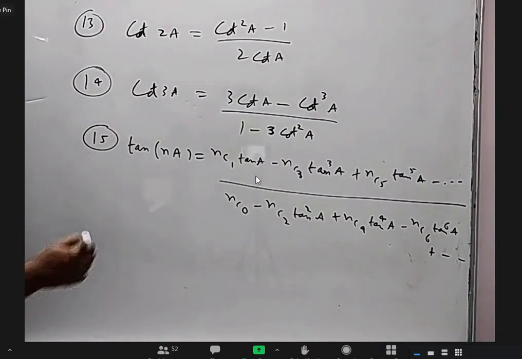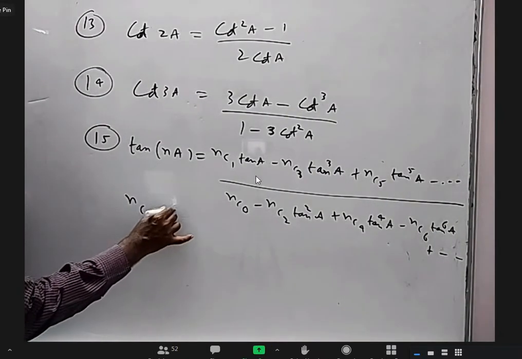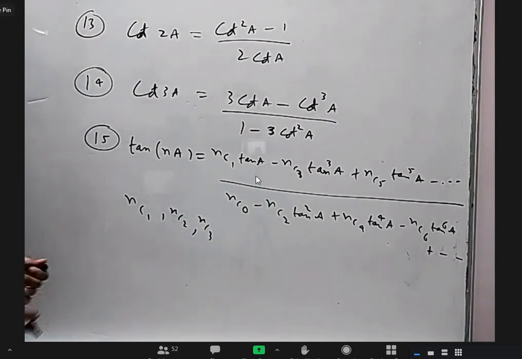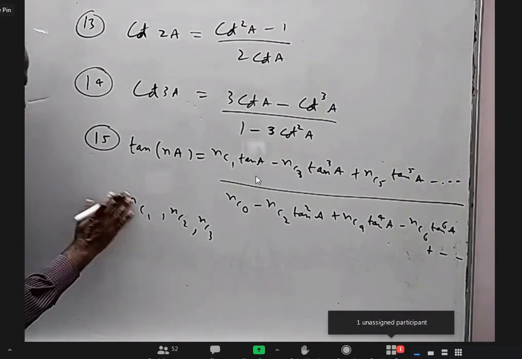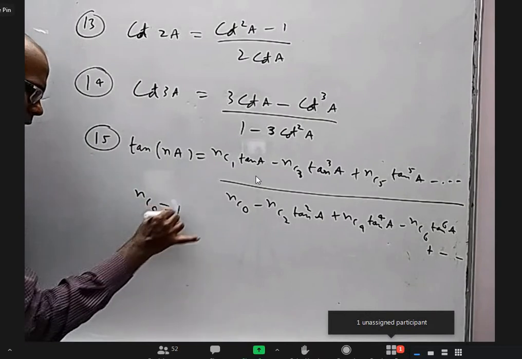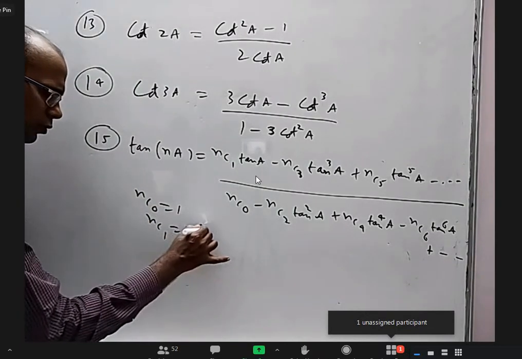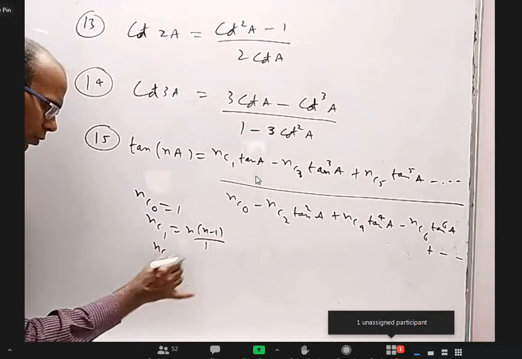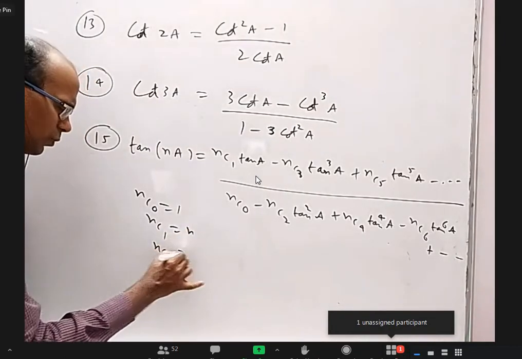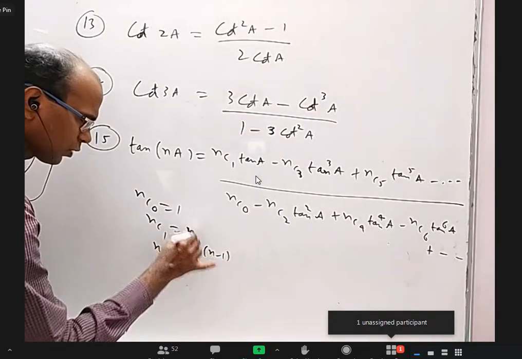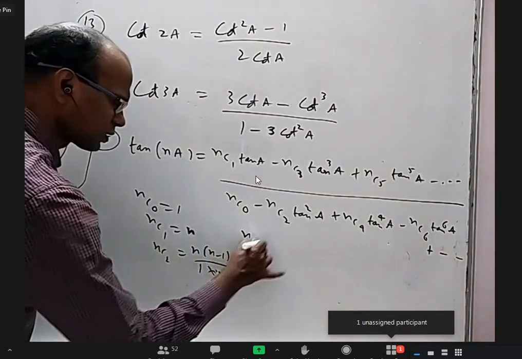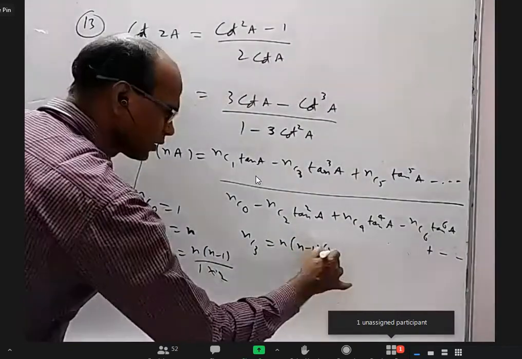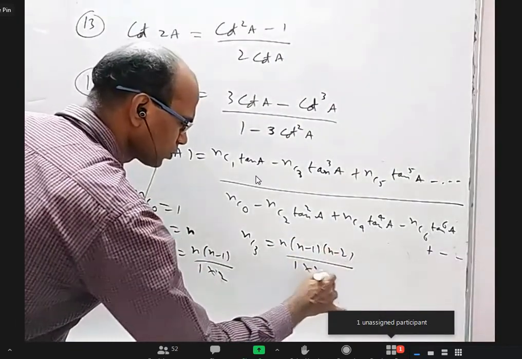What is this nC? nC1, nC2, nC3? We'll discuss in second year in the binomial theorem chapter and the permutation combination chapter. The proof we'll study in permutation combinations. But nC0 means 1. nC1 means n into (n minus 1) by 1. Sorry, n by 1. nC1 means n only. nC2 means n into (n minus 1) by 1 into 2. Sir, like that, and nC3 means n into (n minus 1) into (n minus 2) by 1 into 2 into 3.